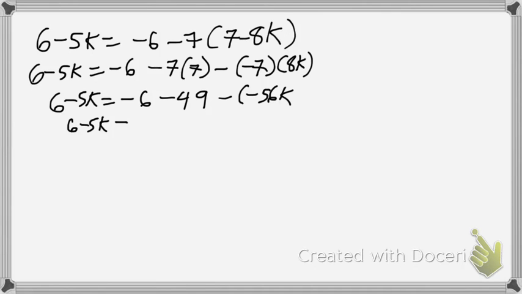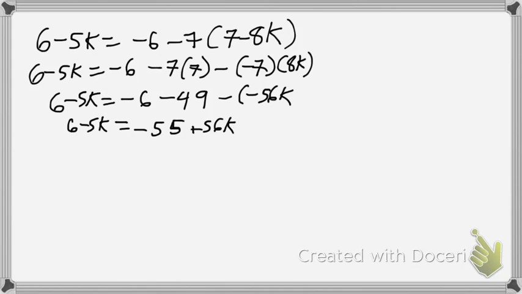That's going to give us 6 minus 5k equals negative 54, or 55, sorry, plus 56k. Now, I'm going to be honest, you can go either way here. You can move all of the k's to the left, you can move all of the k's to the right. I personally like to keep my variables positive. So here I have a positive large variable on the right, a smaller negative variable on the left.